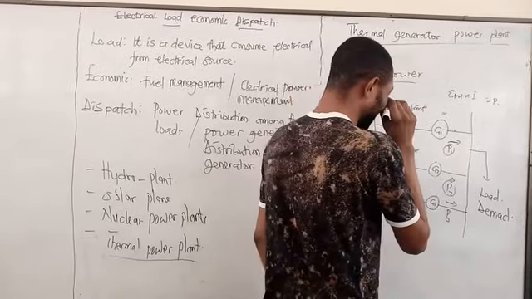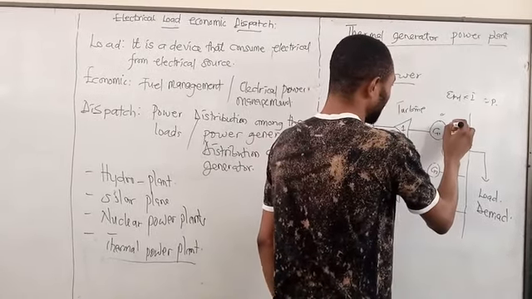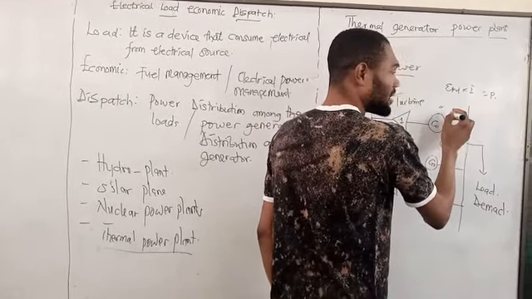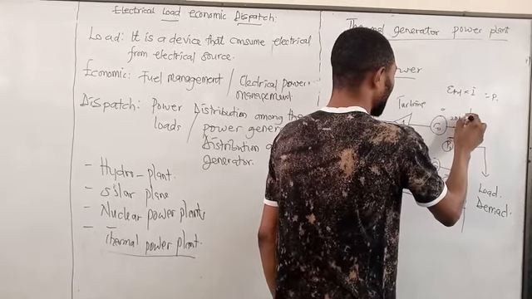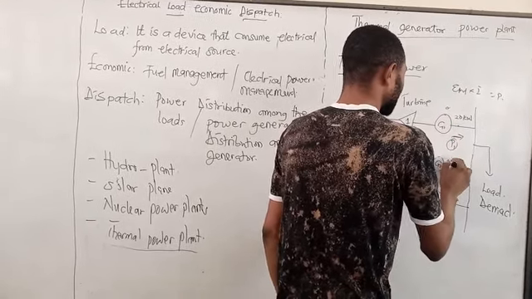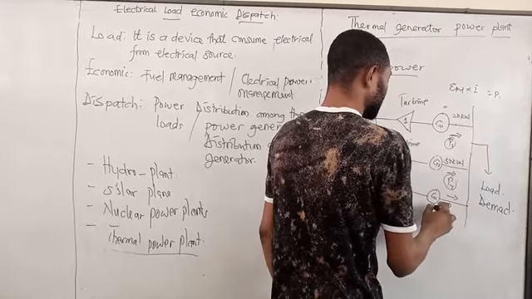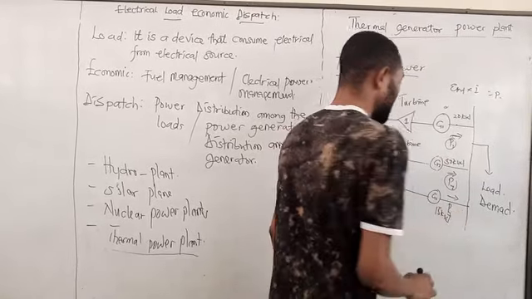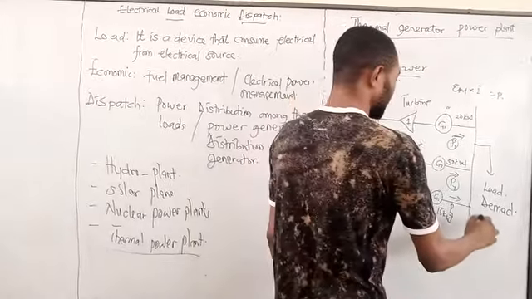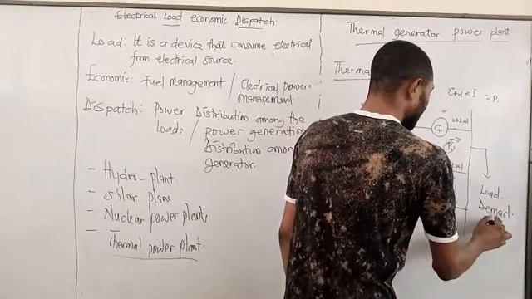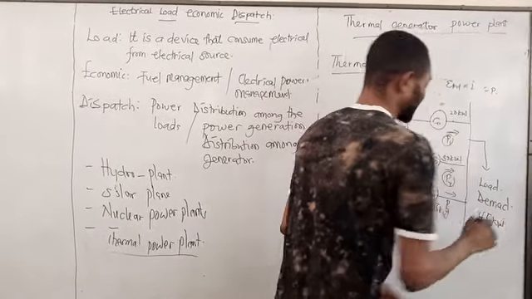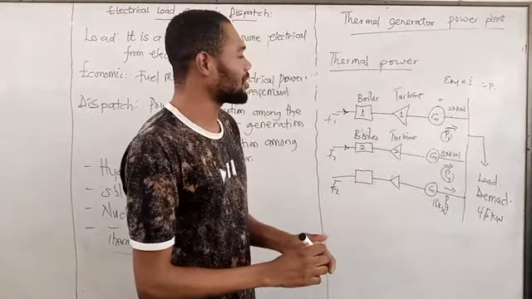We are therefore saying that the output of this generator may be 50 kilowatts, this one will be 30 kilowatts, and this is 15 kilowatts. Now we are talking about a power demand of 45 kilowatts. Economic dispatch, we are then also taking that.